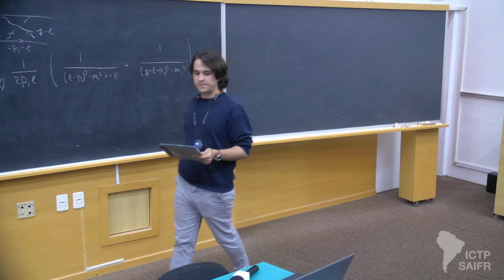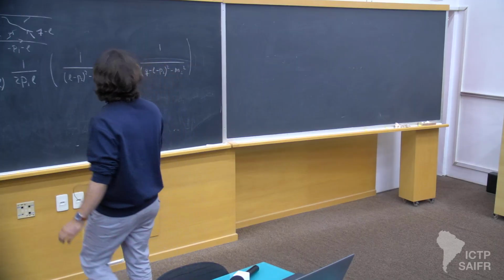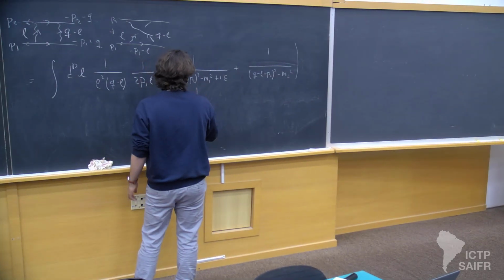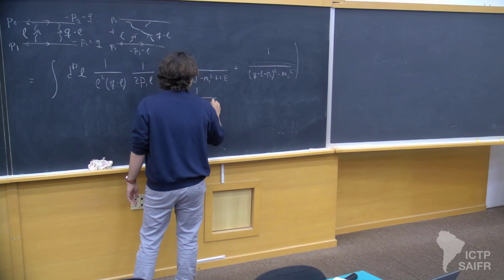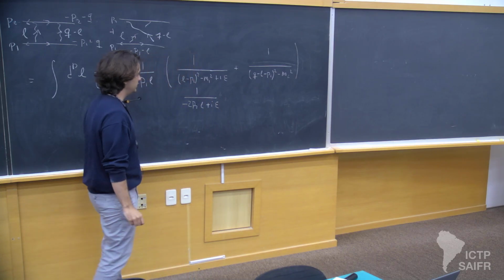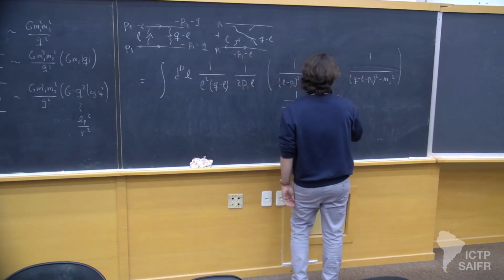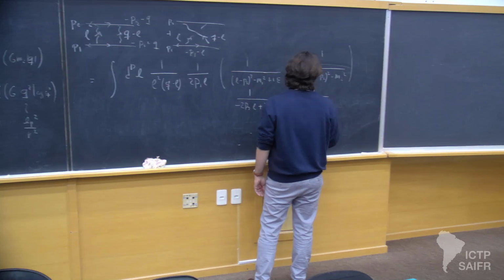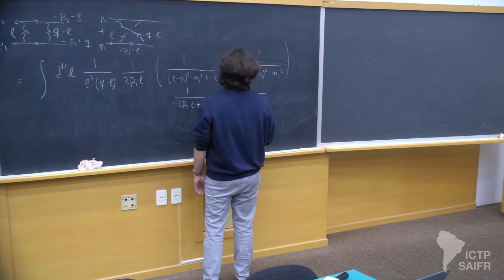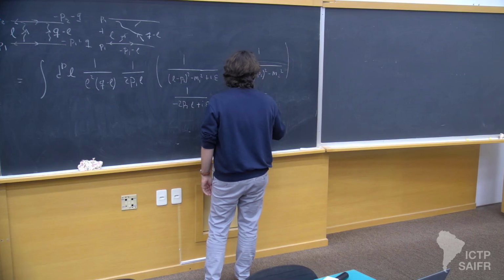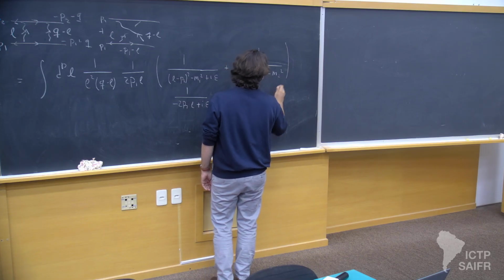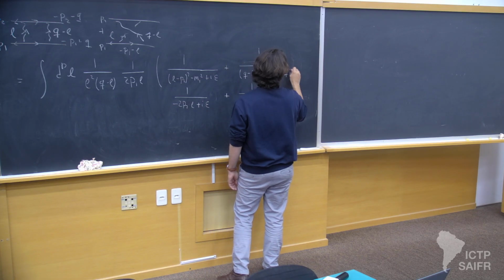And now I'm going to expand this. So this one will look very simple in this limit. This will look like minus 2 P2 dot L plus i epsilon at leading order. This one is going to look like 1 over minus 2 P2 dot (Q minus L). Also, I will keep track of the i epsilon.